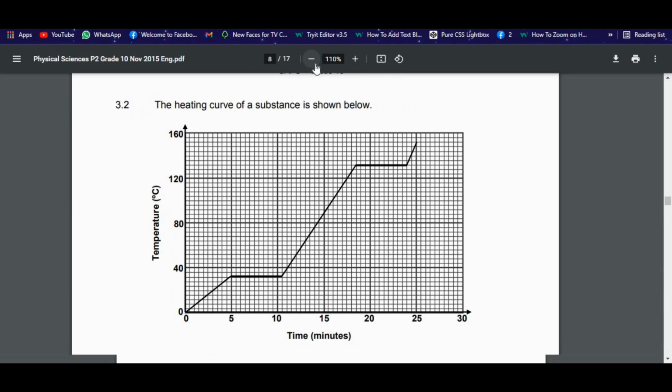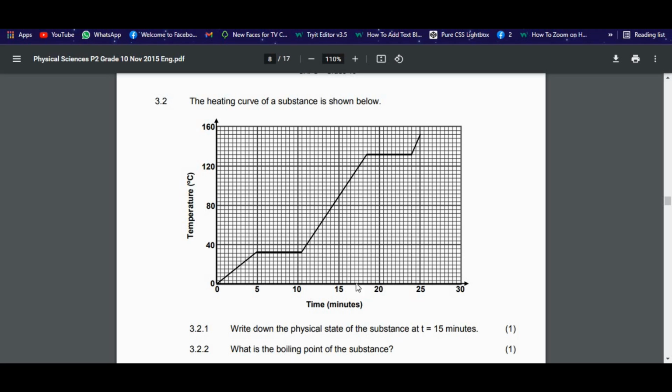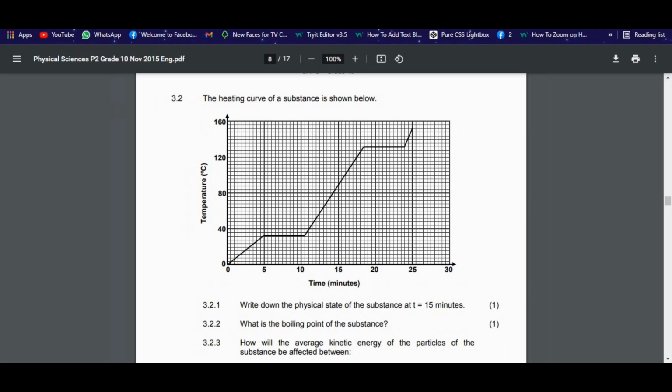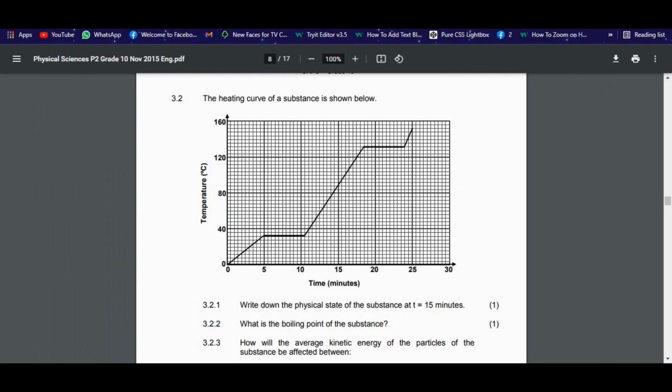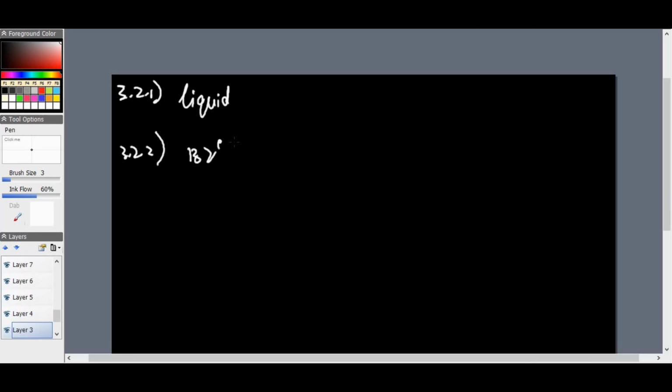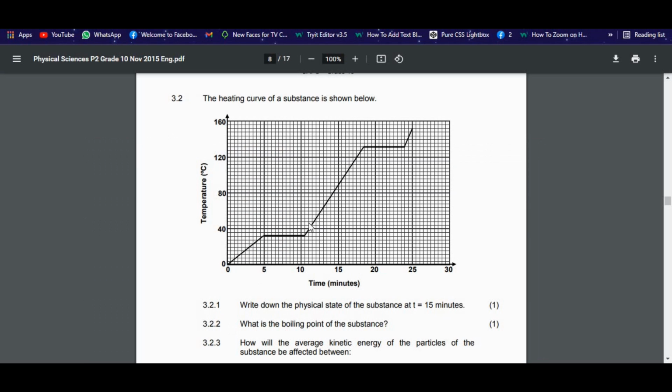Let's just zoom out a bit. What is the boiling point of the substance? It is definitely 132, which is roughly around this solid line here before it takes off. The boiling point of the substance is at about 132 degrees Celsius. Because we can see this long line here all the way up until here, that's definitely the boiling point.